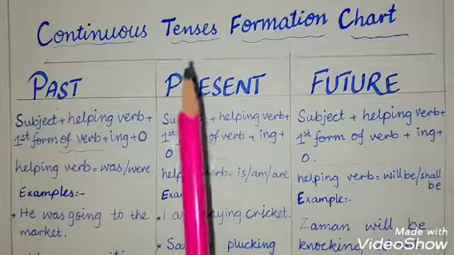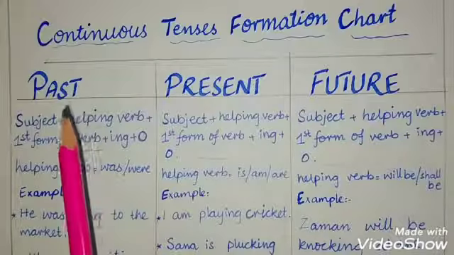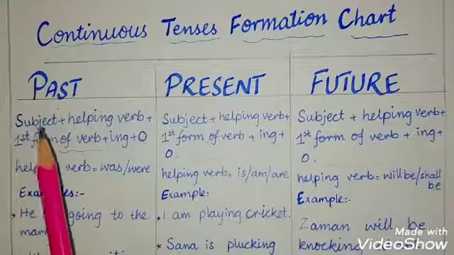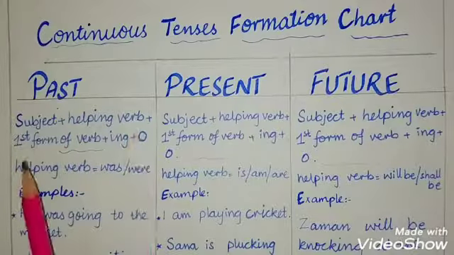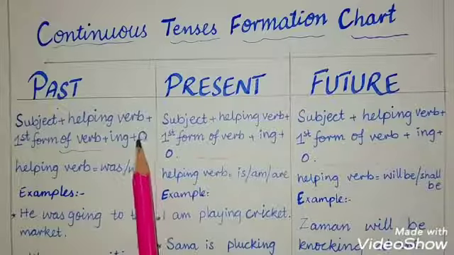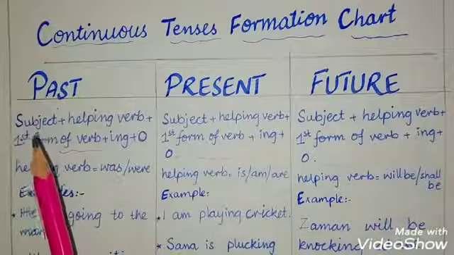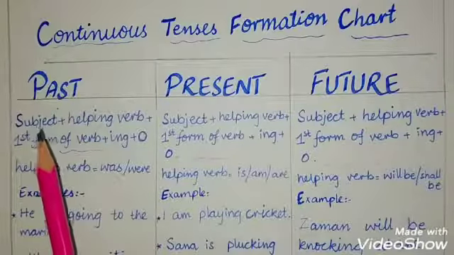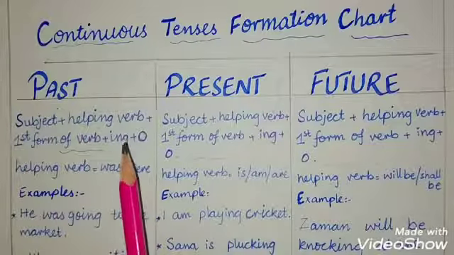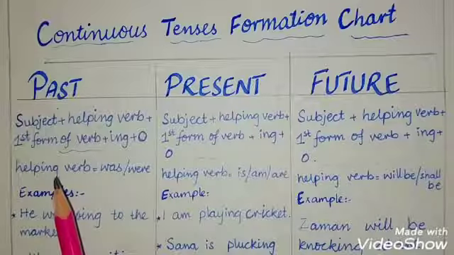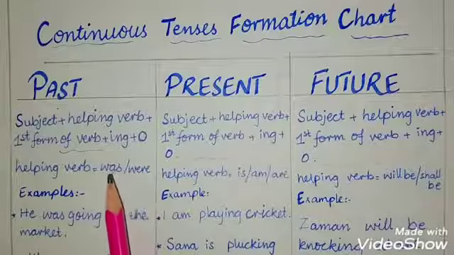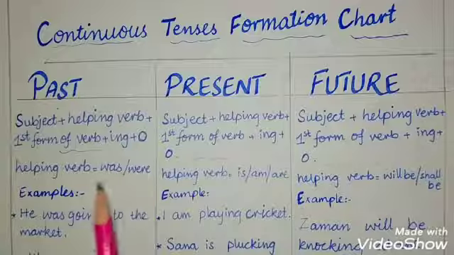Here is the continuous tenses formation chart. Let's check the formation of past continuous tense. To form this tense, you apply subject plus helping verb plus first form of verb plus ing plus object. O stands for object. The helping verb of past continuous tense is was or were. We use was for singular noun and were for plural noun.